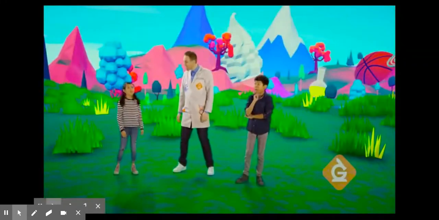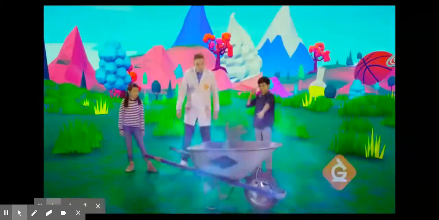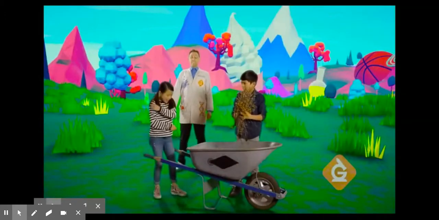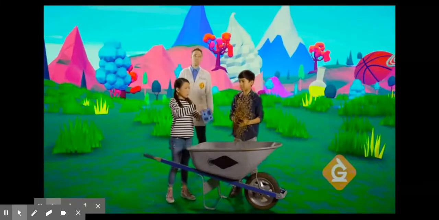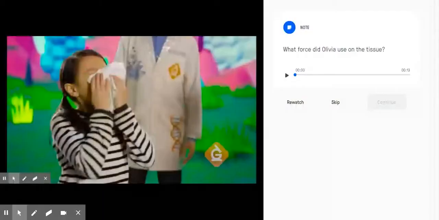Can you think of an example that uses force to pull something? I've got one. If I want to clear weeds from my yard, I use force and pull them from the ground towards me. Yay! And then I have to use force to pull out the tissue to get into my nose because of my allergies. What force did Olivia use on the tissue? Hopefully you said pull. She pulled the tissue to move it toward herself.